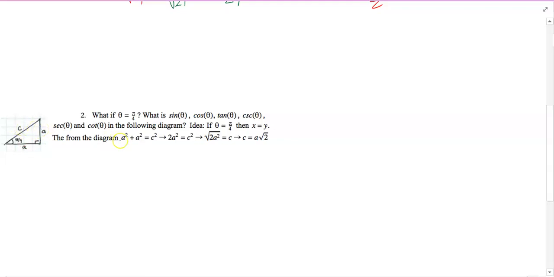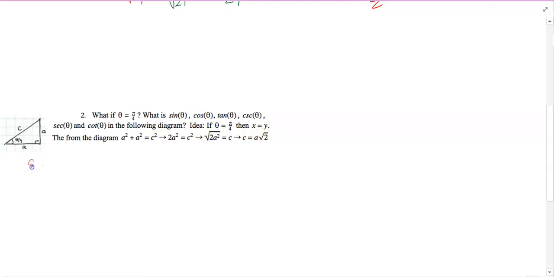From the diagram and using the Pythagorean theorem, a squared plus a squared is equal to c squared. That means 2a squared is equal to c squared. So if you take the square root of both sides, we have square root of 2a squared is equal to square root of c squared, which is c. So c would be equal to a radical 2.